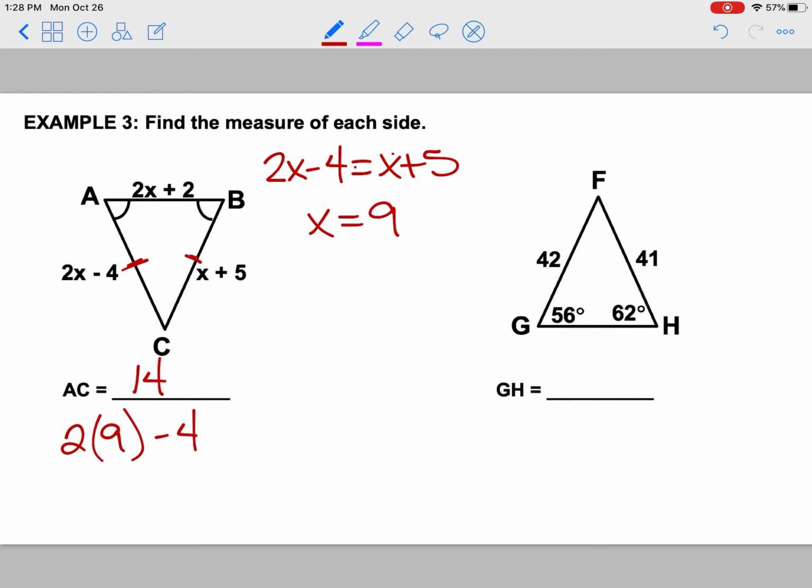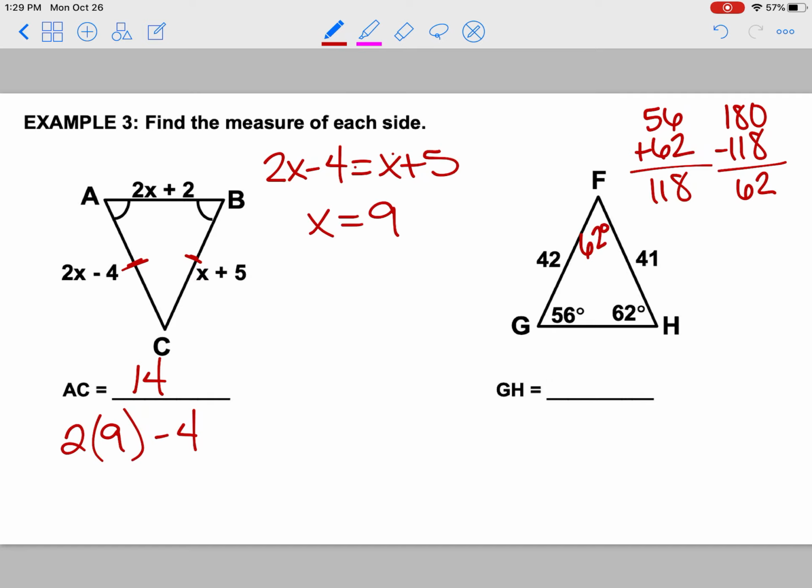Looking at the next example, I don't have anything congruent at the moment, so we would use our triangle angle theorem. So let's add our 56 and 62, and that gives us 118. Subtract from 180, and that leaves us with 62.